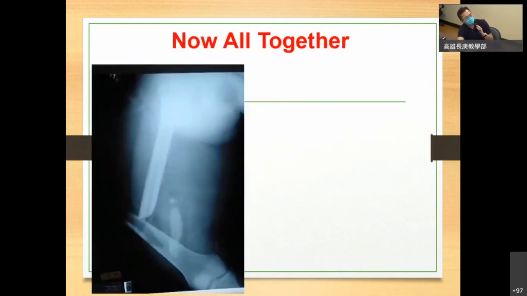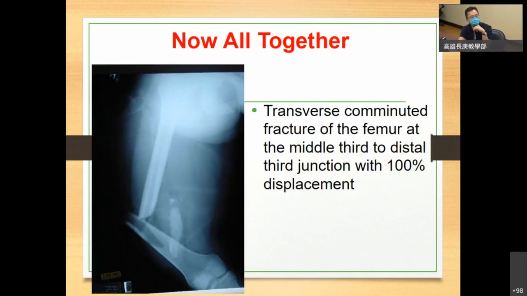Okay, so combining together, I'd like to do some practice. For this patient, as we see, this is a femur shape. First, we should identify the bone. This is a femur. It's a fracture with angulation. We can see this is a transverse fracture, and the bone fragments are over three parts. We can describe this patient with a transverse comminuted fracture over the femoral shaft at the middle third, maybe the middle third to distal third junction, with 100% displacement. You can also say there is angulation. If you describe the X-ray this way, the orthopedic doctor should have the image in his brain.